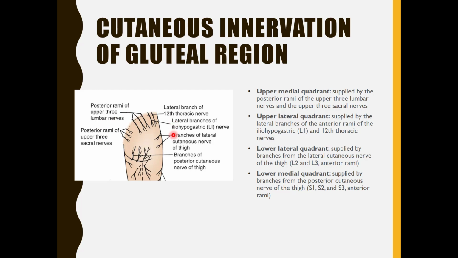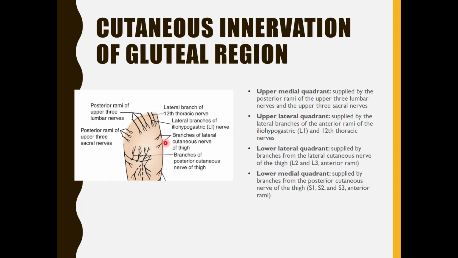Then the upper lateral quadrant will be supplied by the lateral branches of the anterior rami of the iliohypogastric nerve, which is L1, and T12, which is the lateral branch of the 12th thoracic nerve. See here, this is the lateral branch of the 12th thoracic nerve and this is the lateral branch of the iliohypogastric nerve.